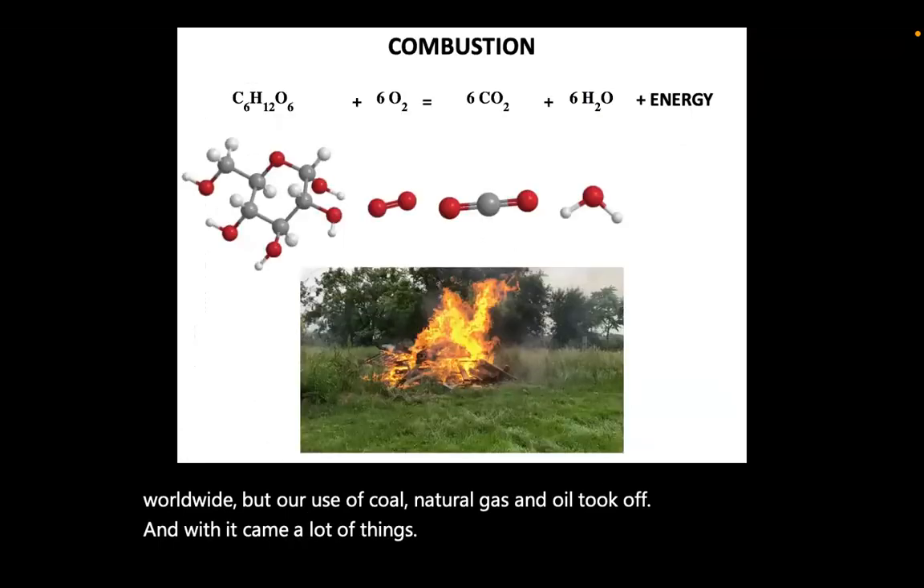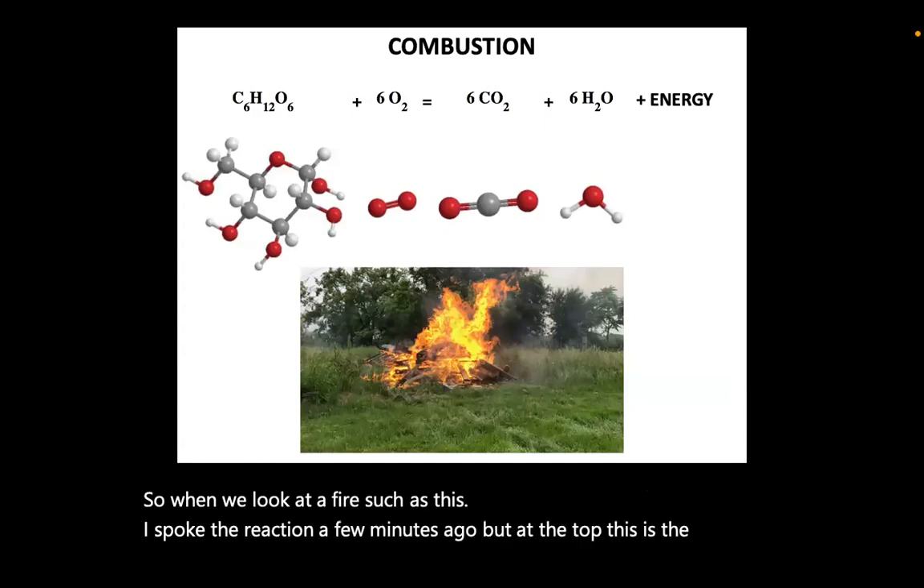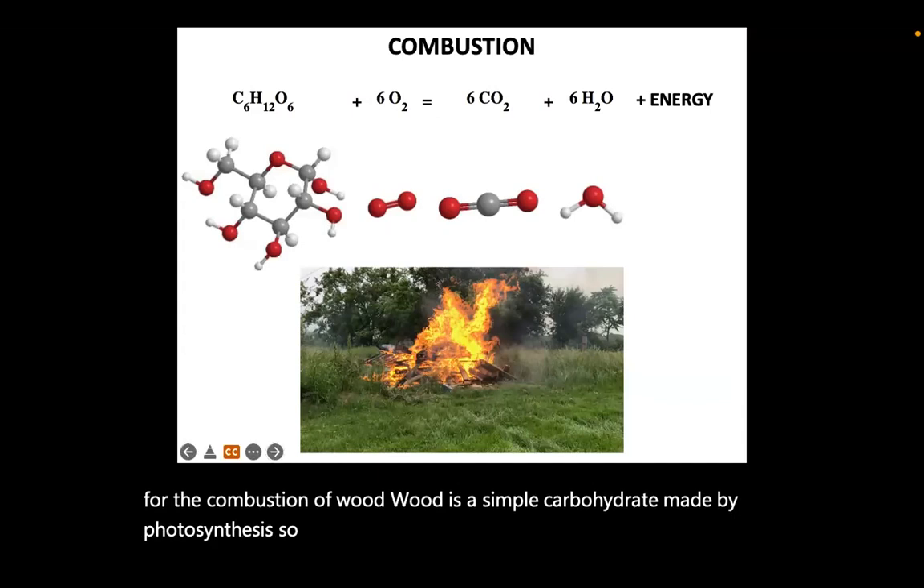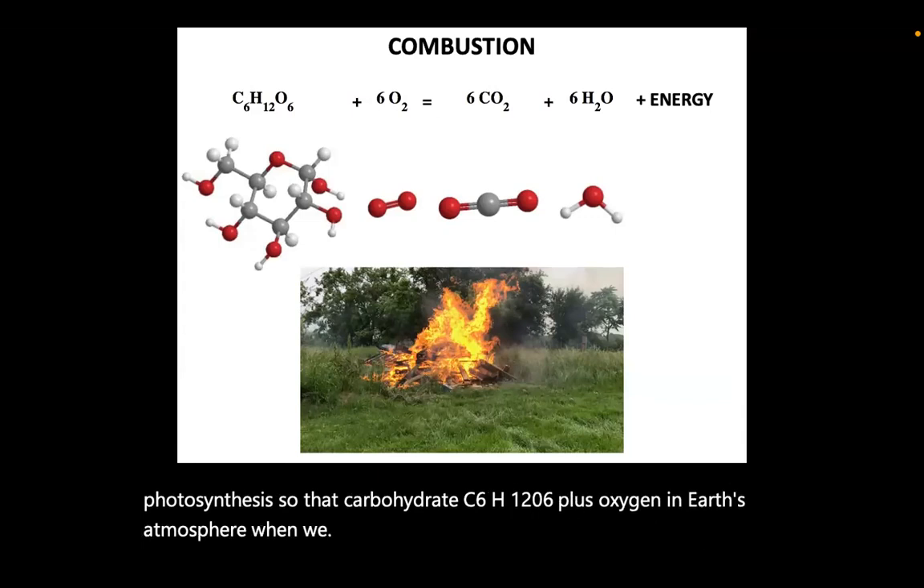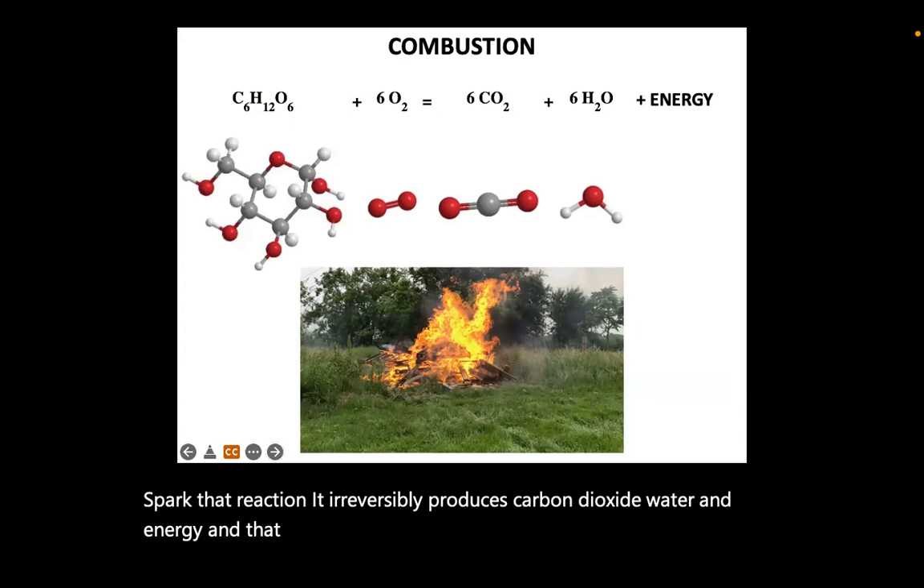So when we look at a fire such as this, I spoke about the reaction a few minutes ago, but at the top, this is the reaction for the combustion of wood. Wood is a simple carbohydrate made by photosynthesis. So that carbohydrate, C6H12O6, plus oxygen in Earth's atmosphere, when we spark that reaction, it irreversibly produces carbon dioxide, water, and energy. And that energy we harness.